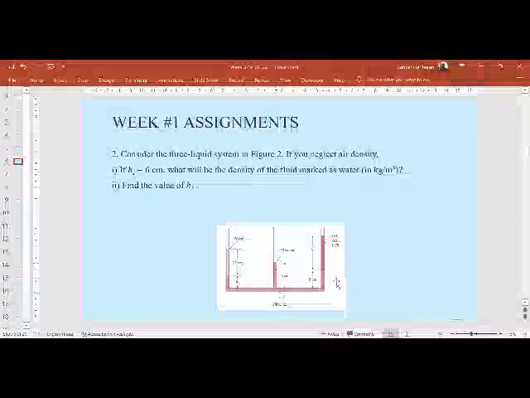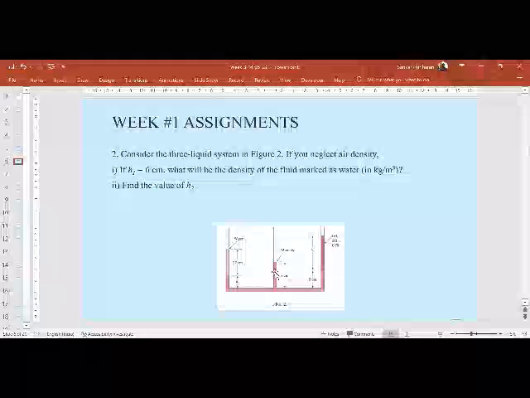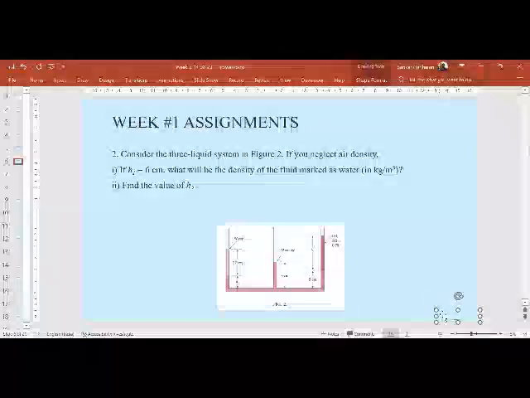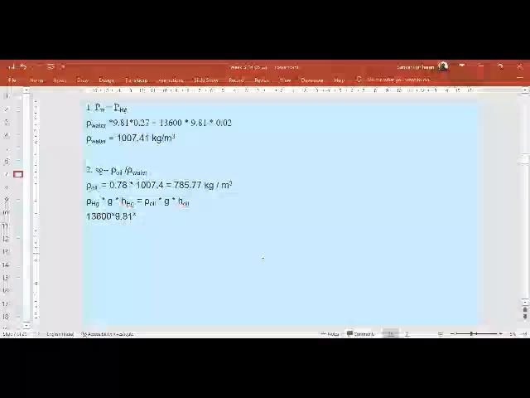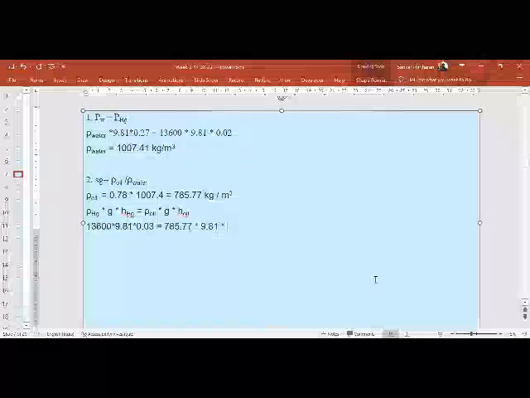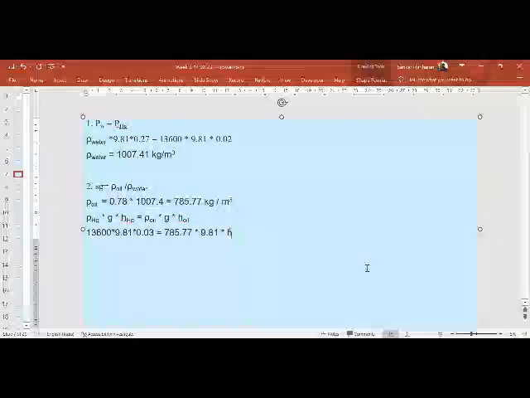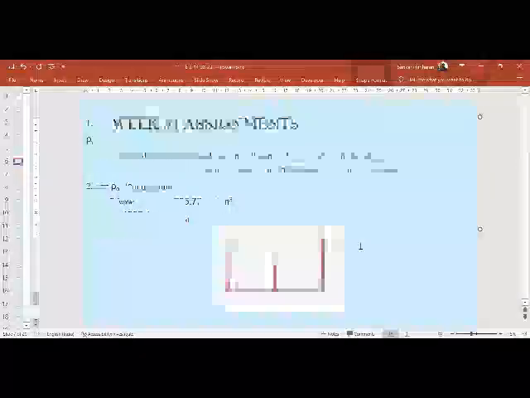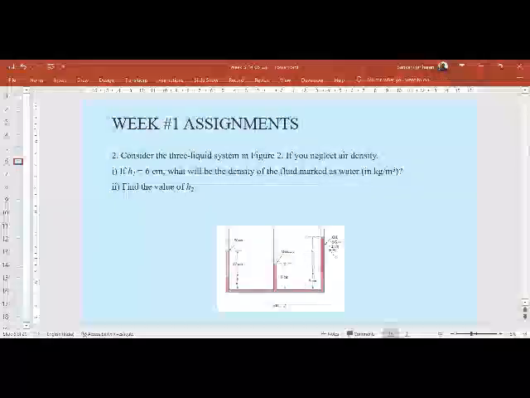This is 8 centimeter, this is 5 centimeter. Therefore, the differential height will be 3 centimeter. So times 0.03 should be equal to the density of oil we just found out, 785.77, times 9.81 times the height of oil, which is what we need to find out, and is marked as H2 over here, as you can see.